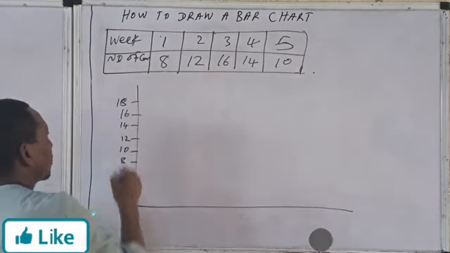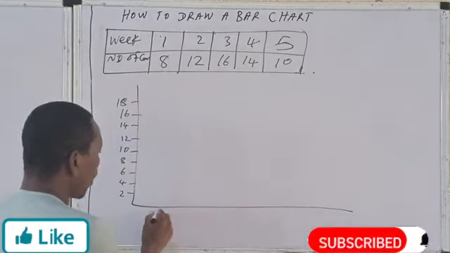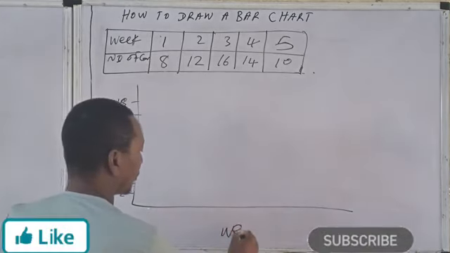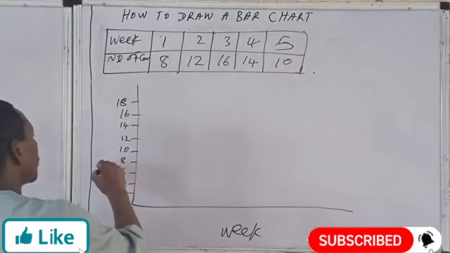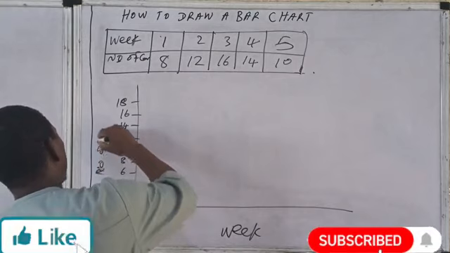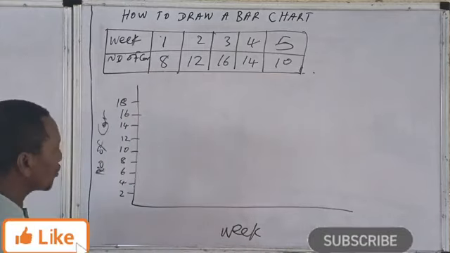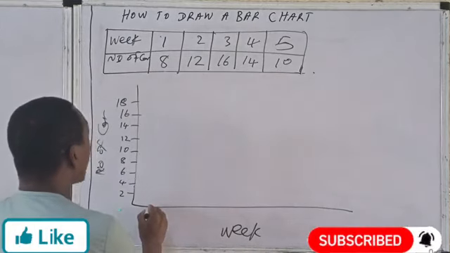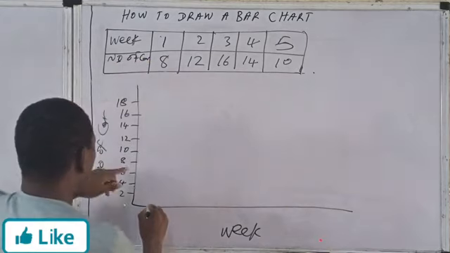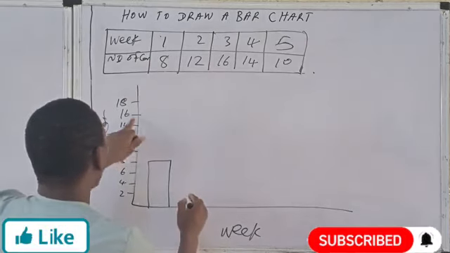All right, so let's just put here as week 1. So here is week, then here is number of cars. Okay, number of cars. Okay, so you just represent, let's say here is week 1. Week 1, what do we have? 8 cars. Okay, week 2, what do we have? 12.